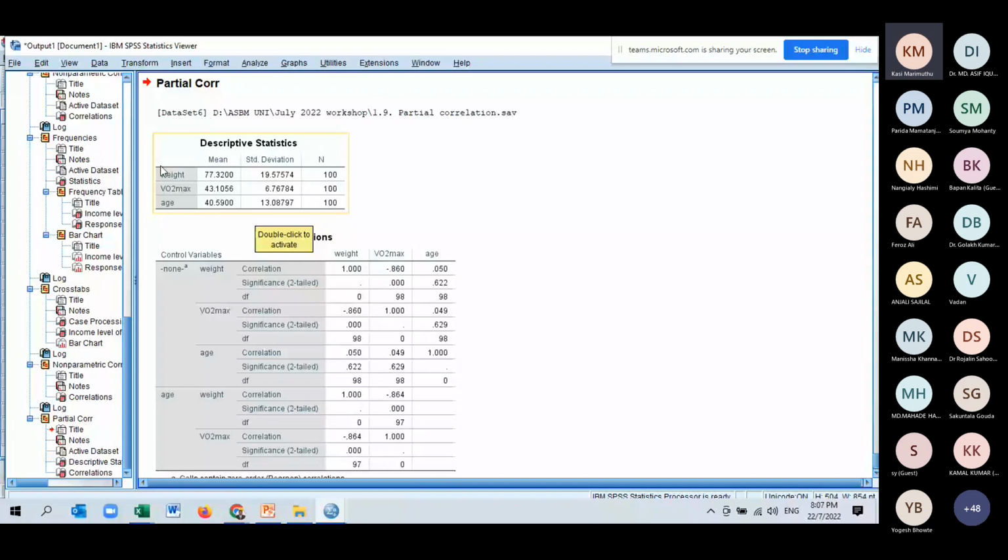A study was conducted with 100 people where the data were collected like weight, VO2 max and age. Descriptive statistics was analyzed using SPSS. The mean and standard deviation was found to be like this: the mean weight, mean VO2 max, the mean age. Then we need to go for the correlation.